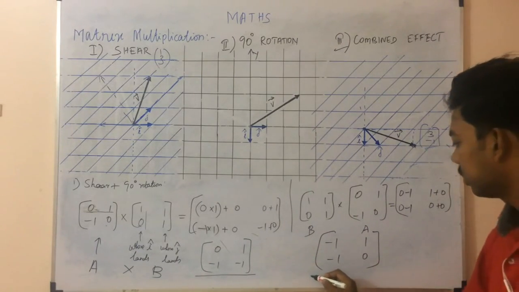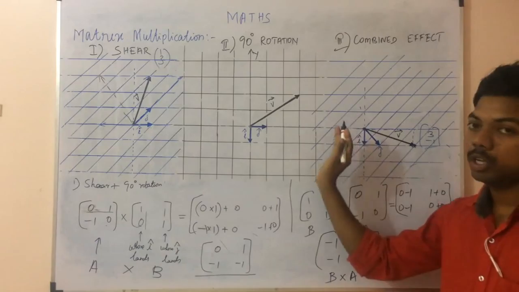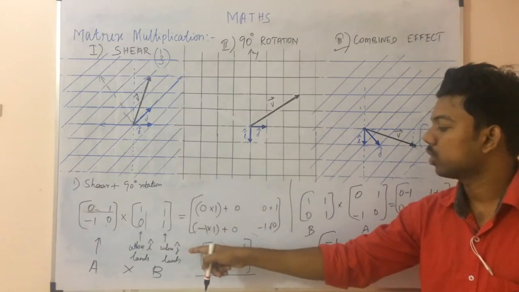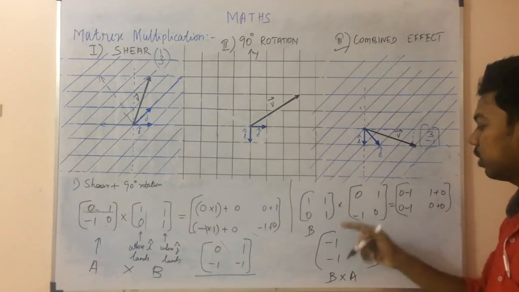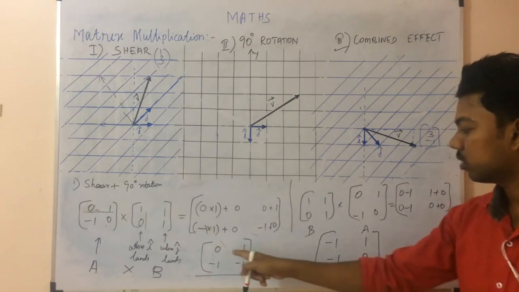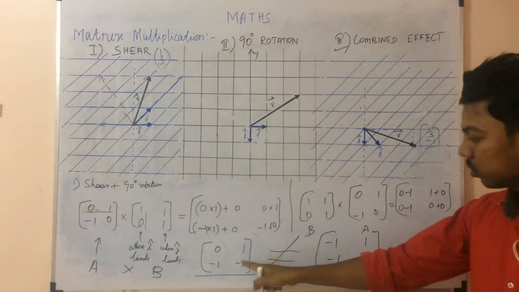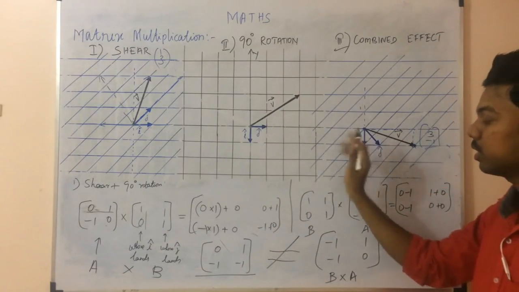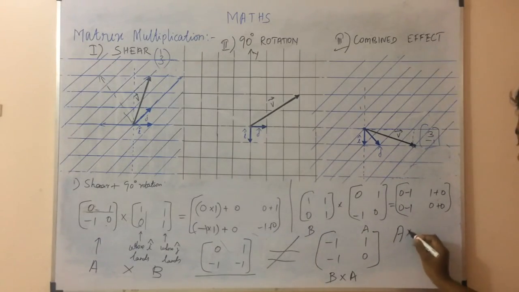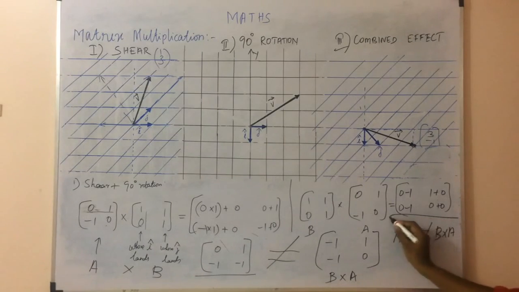Now this is B into A, because we are doing it in the reverse direction. In the first case, first shearing and then 90-degree rotation. In this case, first rotation and then shearing. Then you will get this resultant, which is the combined effect. Now compare these two results. Whether they are equal or not, they are not equal. So if you do these two transformations in the reverse direction, the results will not be equal. So what you conclude is whether A into B is equal or not equal to B into A. This will be your conclusion.